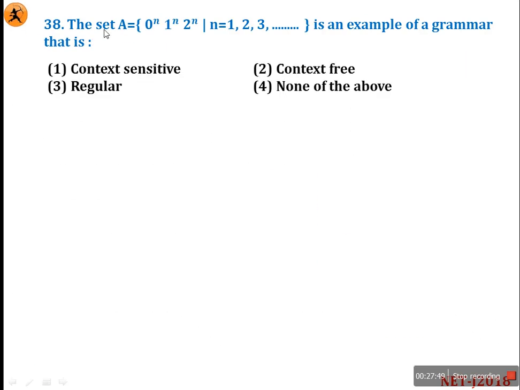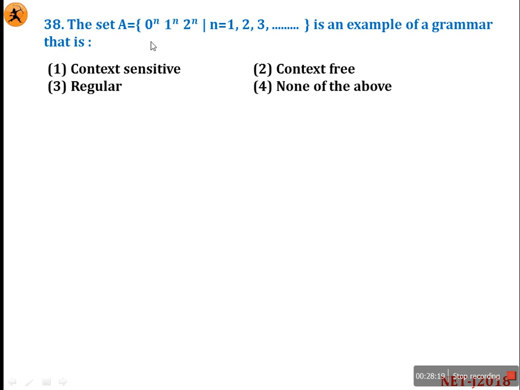Okay, they have given one set as an example of this grammar. For example, n takes 1, 2, 3, and so on. Let us assume n is equal to 2, means 2 zeros, 2 ones, 2 twos. You can count the number of zeros equal to number of ones equal to number of twos, then only this grammar is true. But how do you count?